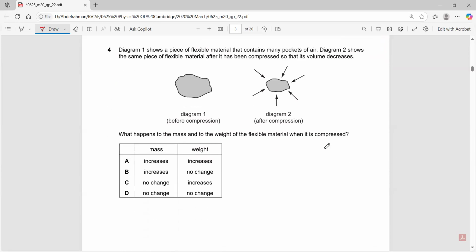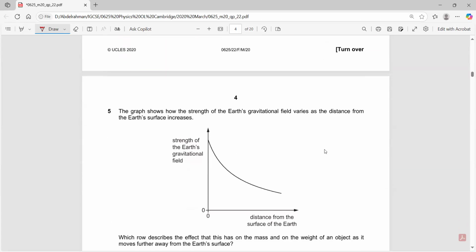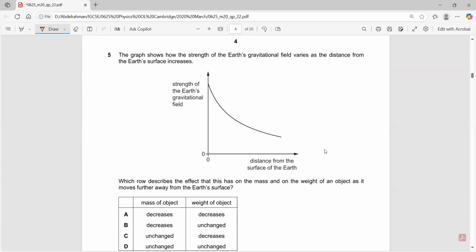Okay. Diagram 1 shows a piece of flexible material. What happens to mass and what happens to the weight when you compress it? The mass doesn't change and the weight does not change as well. The volume can change, maybe the density would change, but the mass and the weight will not change.